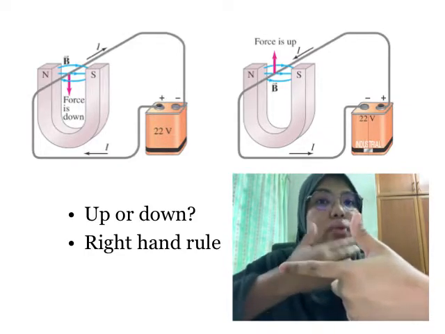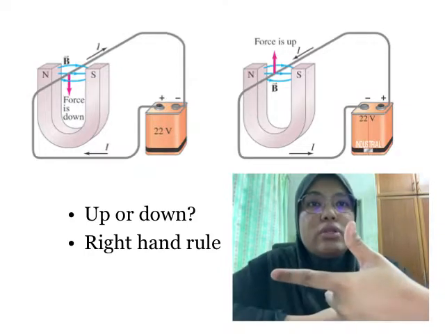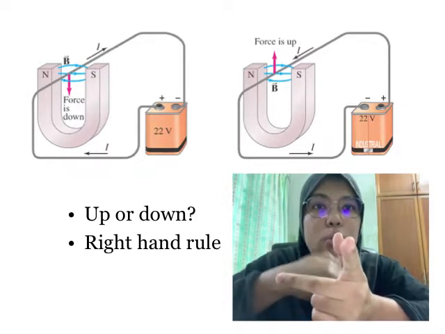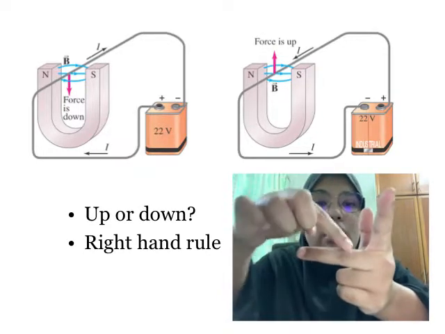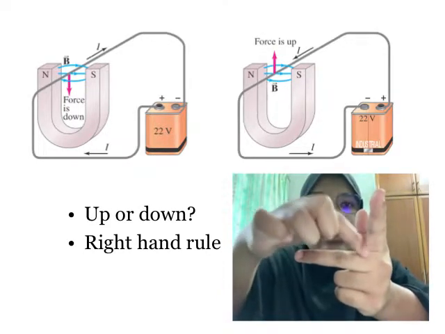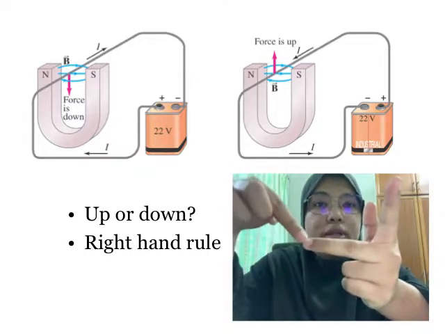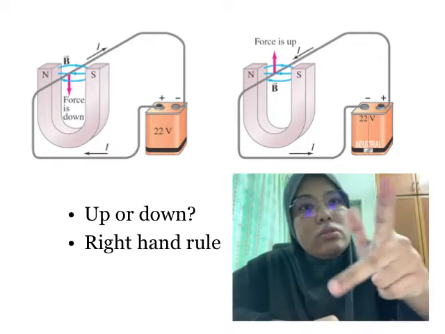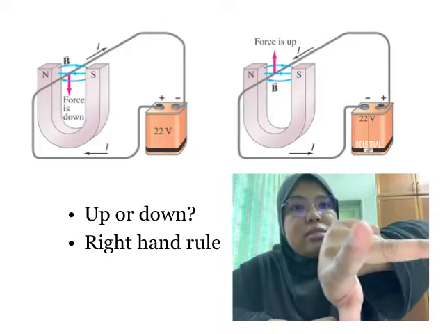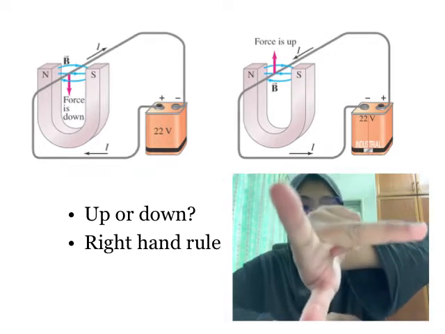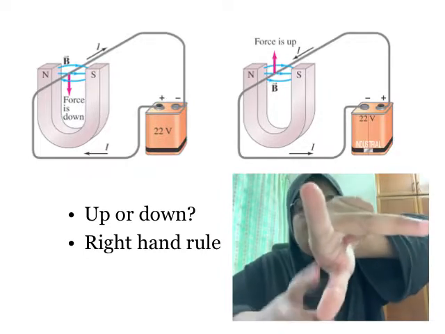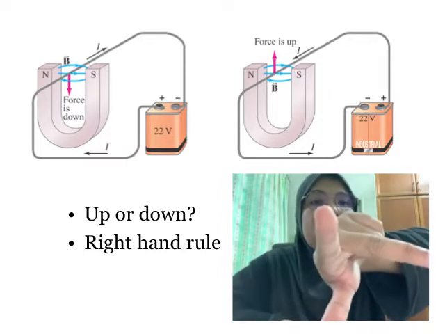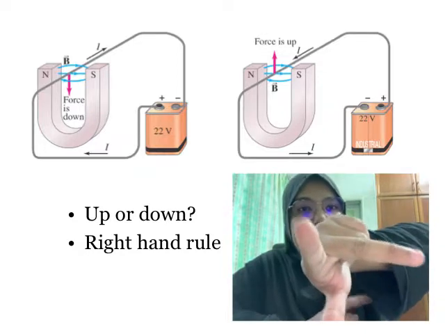So let's try with the first diagram. The current flows away from us, and for the direction of the magnetic field, the inner one is going to be north and the outer one south, so you need to make it opposite like that. Then the direction of the magnetic force is downward.